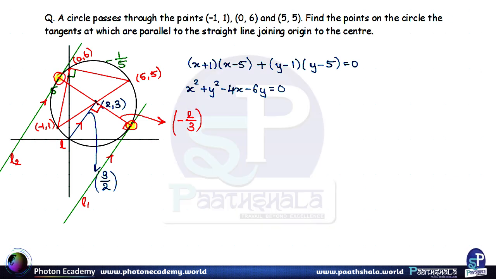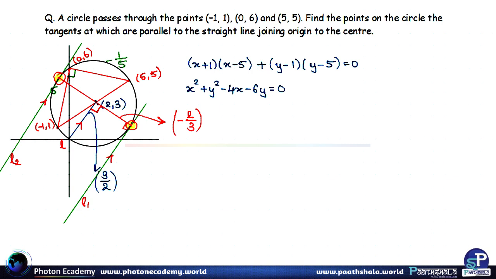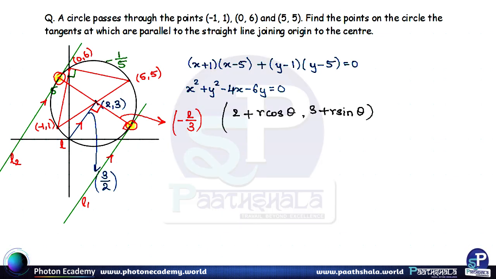So we know the slope of this line, and the required points are at a distance of r from point 2, 3 with slope -2/3. R is the radius of the circle. So let us write the equation of that line in parametric form. So we will have 2 plus r cos theta, comma 3 plus r sin theta. And we also know that the slope of the line is equal to tan theta.